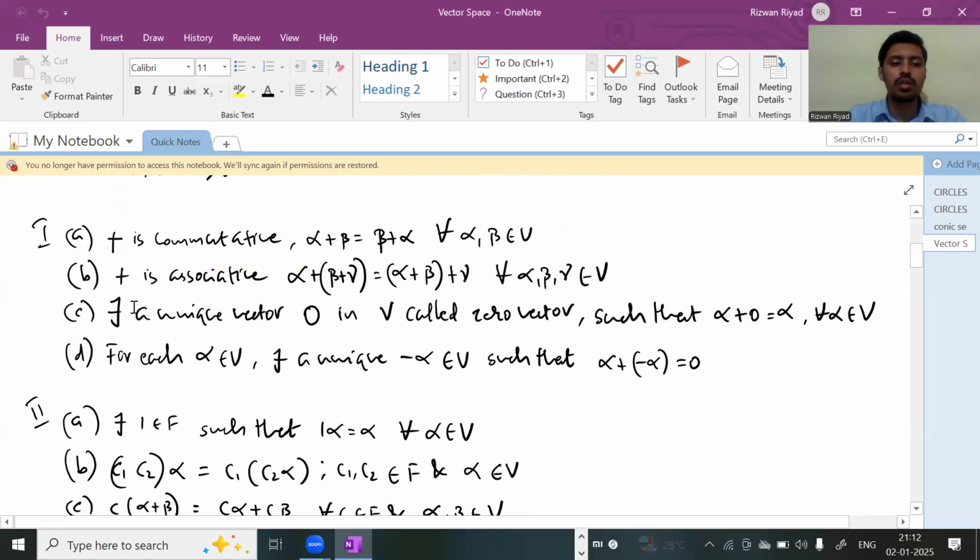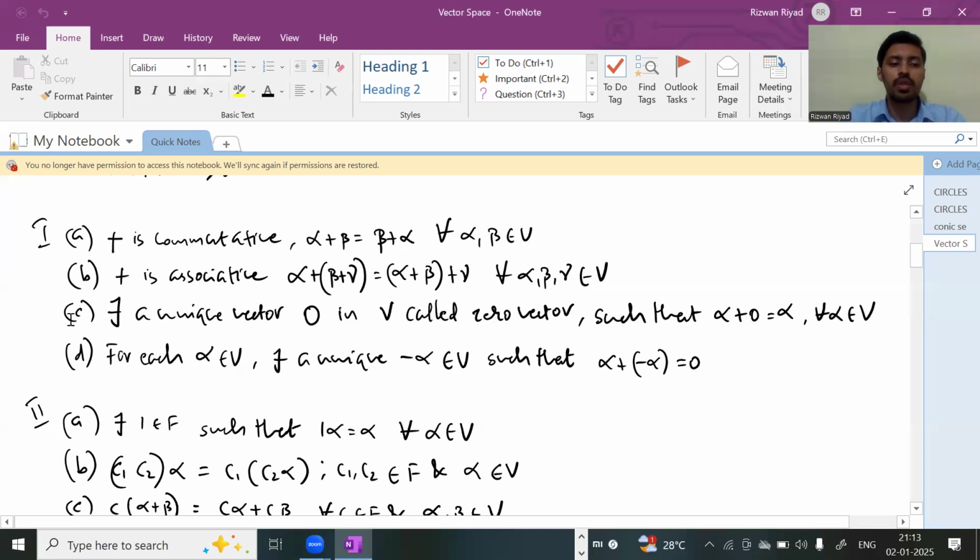See the first one: addition is commutative. That means for every alpha, beta belonging to V, alpha plus beta equals beta plus alpha. That is the first condition to become a vector space. Look at the second condition, B: addition is associative. For all alpha, beta, gamma belonging to V, alpha plus beta plus gamma is equal to alpha plus beta plus gamma, grouped either way.